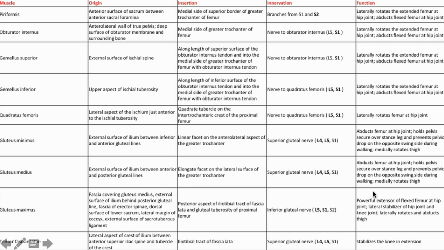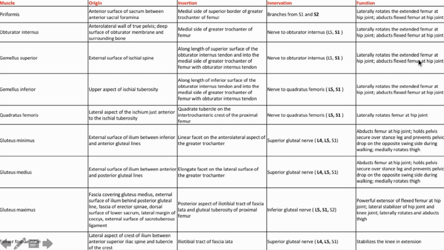Here's a nice chart. It lays out all the muscles in the gluteal region, their origination and insertion, like we discussed, their innervation, and the function. For me, when I'm sitting down and memorizing the muscles in any of the regions of the lower limb, it's easiest to memorize based on the action of the muscle. So the function of the muscle makes it easier.